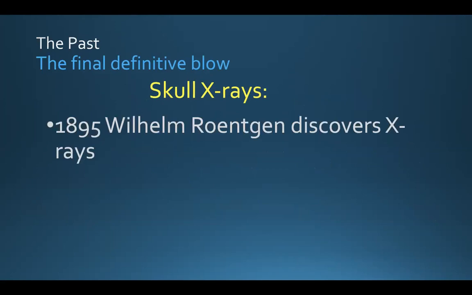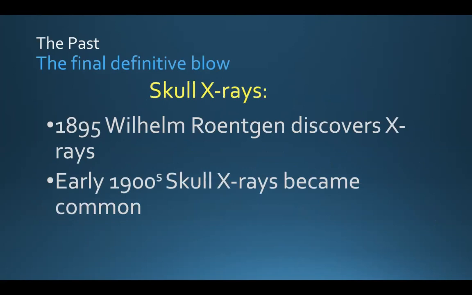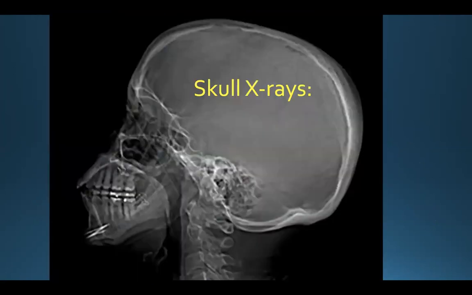At the end of the 19th century, in 1895, a guy called Wilhelm Röntgen discovered X-rays. And within the next 5 or 10 years, at the beginning of the 20th century, skull X-rays became very common and popular. So people started to see the skull, and to realize that the inside of the skull and the outside are not the same. The thickness here is different from here. Look how thick it is here, how much thinner here. It is not the same thickness.